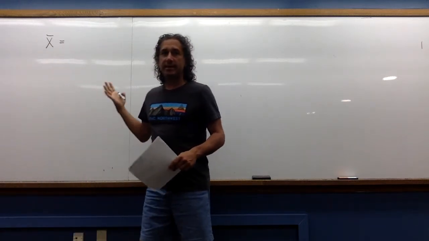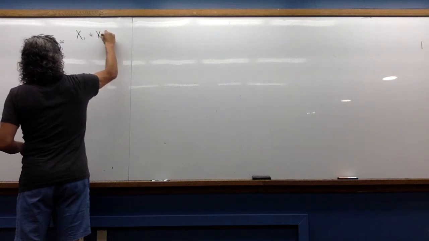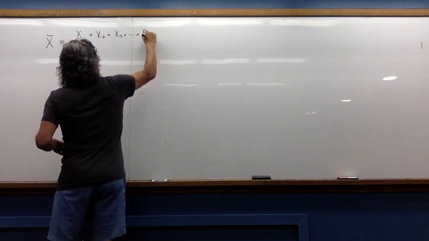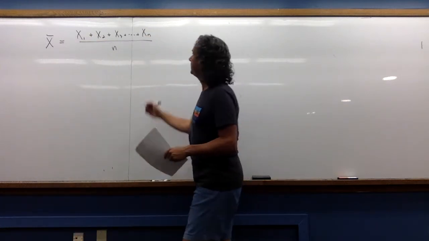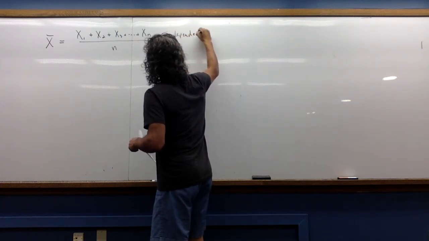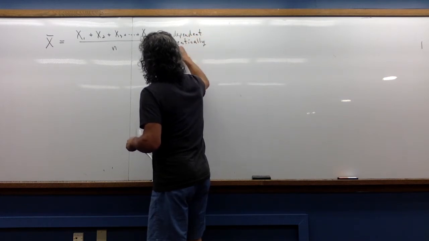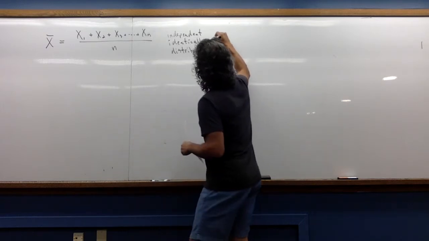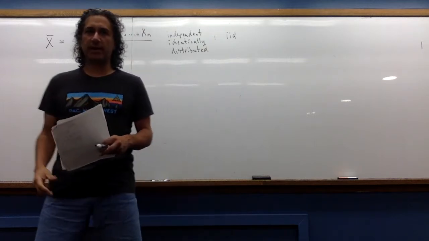And this x bar is defined as the sum of n independent and identically distributed random variables, and we're going to call this IID, independent and identically distributed random variables.